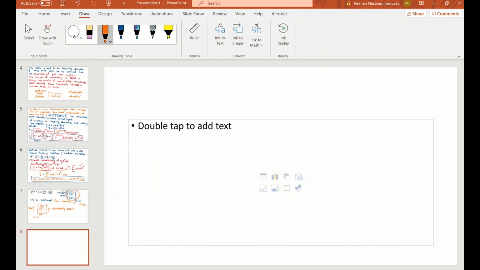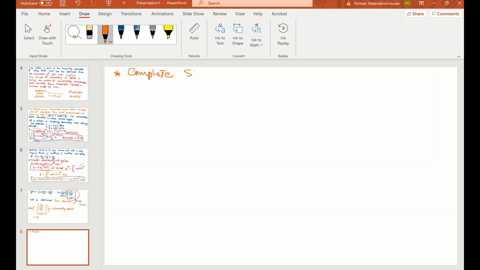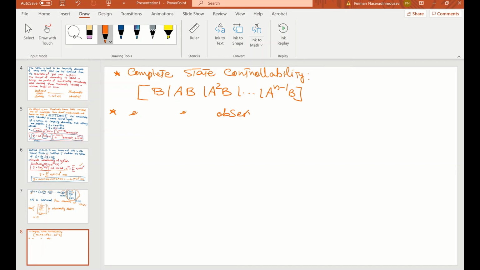So now, if I summarize, for complete state controllability you have to check the rank of this matrix: B, AB, A squared B, up to A to the n minus 1 B. If you want to check complete state observability, which means you can estimate the unknown state variables if you cannot measure them directly, you have to check the rank of this matrix.